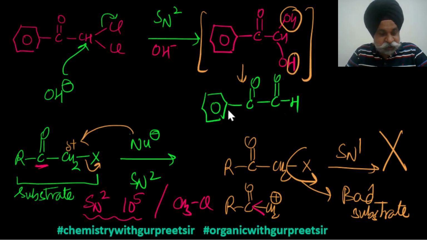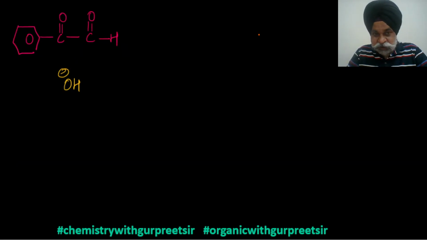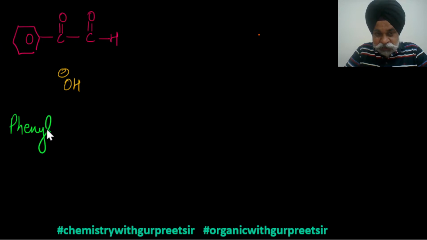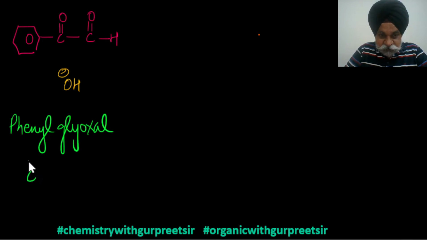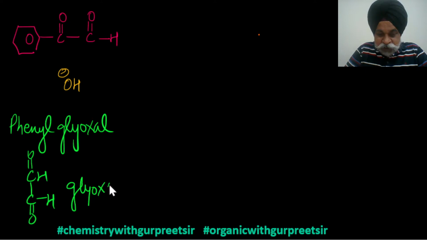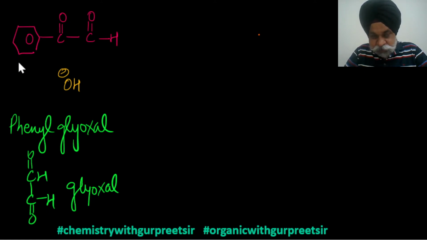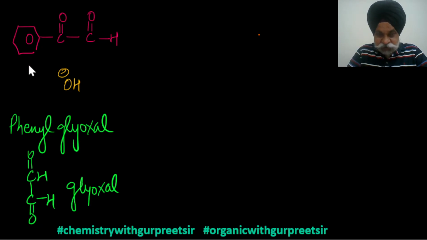This particular compound is being generated. Aldehyde is being generated. So what we reached here is that we have generated a compound which we are calling phenyl glyoxal. And what is glyoxal, if I write it once again for you. This particular compound is called glyoxal, and one of the hydrogens of the glyoxal is being substituted by phenyl. That way it is called phenyl glyoxal.